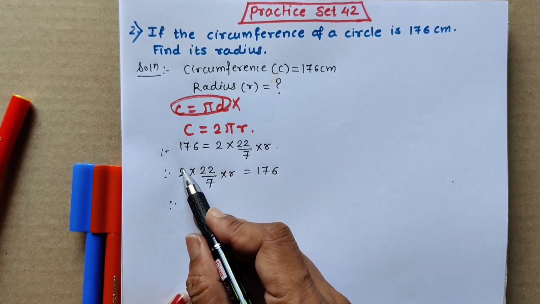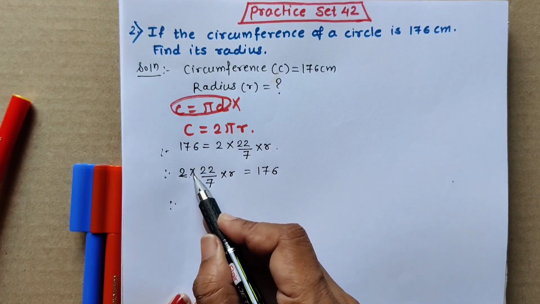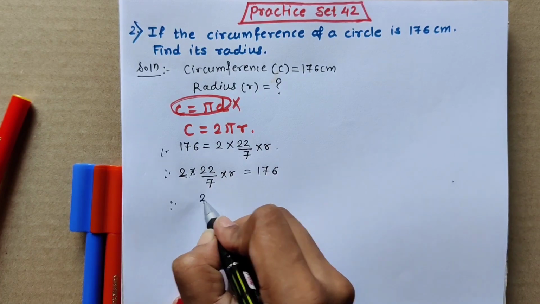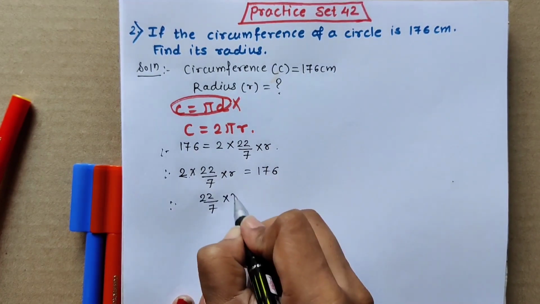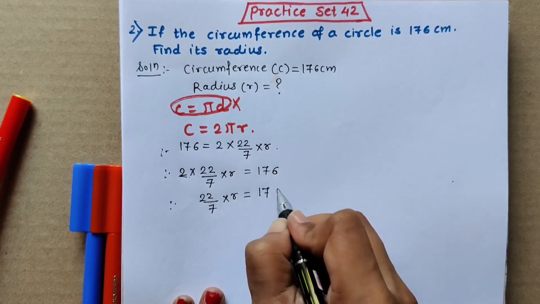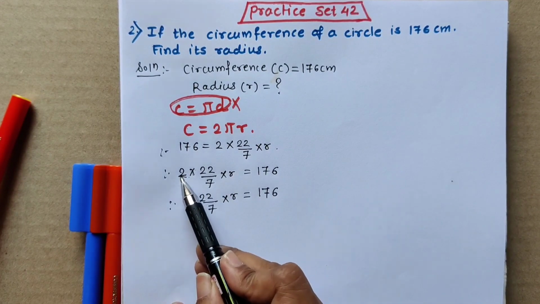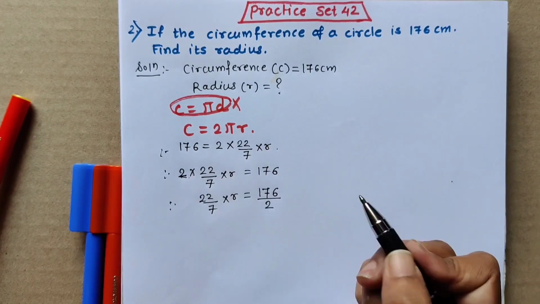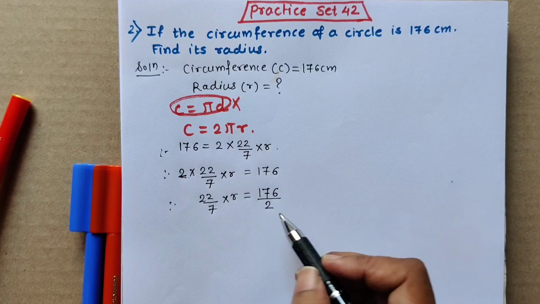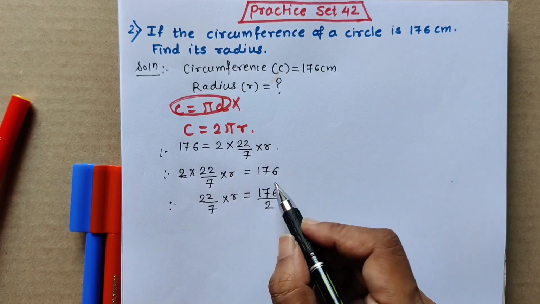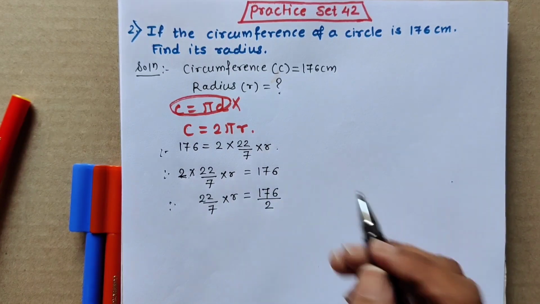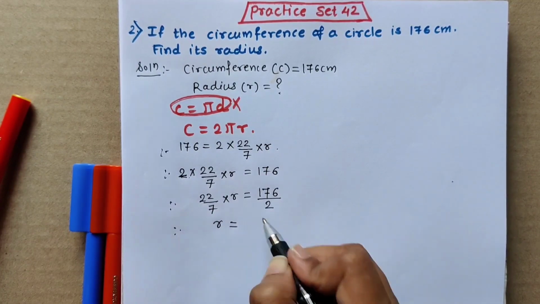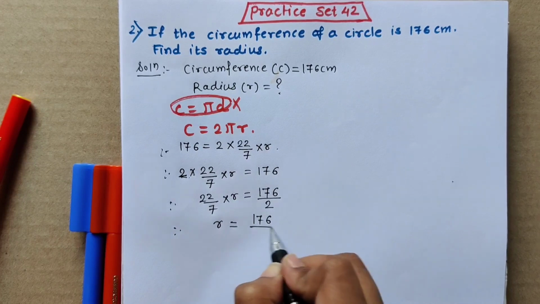First I am going to transfer this 2. 2 is there, multiply by. So when we transfer on this side, it becomes divide by. So 22 upon 7 multiply by r as it is I am writing, 176 as it is I am writing, only I am going to transfer this 2 from left hand side to the right hand side. So it will be going in the denominator. It will be divided by. Now as it is divided by, let it be. Then I will be writing this r only is equal to 176 upon 2.